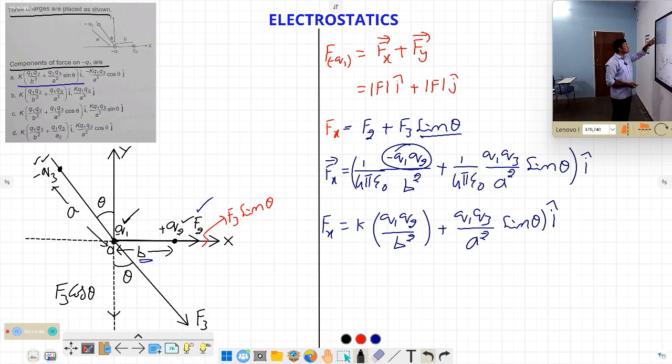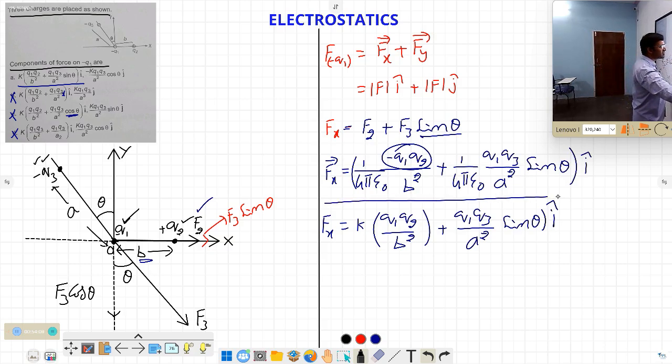In the second option, Q1 Q2 by b square, Q1 Q3 by a square, there is no sine theta, but we have a sine theta there. So the second option is not correct. In the third option, cos theta is there, but we have a sine theta component along the x-axis, because the x unit vector is the i component. In this case we have no sine and cos, so this option is not correct. So this is the x component of that.